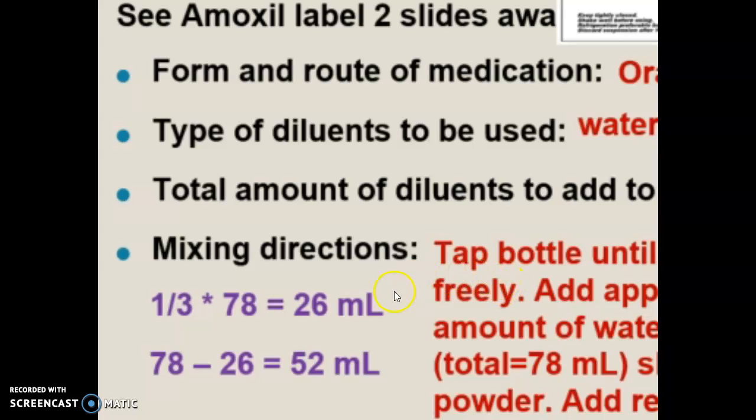But we're not done. After that first one, then we go back in and add the rest. So we need to do 78 total. We've already used 26 of it, so that's going to leave you with 52 milliliters. So at that point, you'll add in the 52 milliliters and then shake vigorously again.